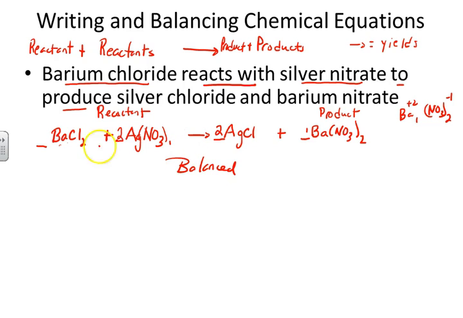So to read this, we would say that for every 1 quantity, that would actually be moles, for every 1 mole of barium chloride, we need 2 moles of silver nitrate to react completely with it. We're going to produce 2 moles of silver chloride and 1 mole of barium nitrate.